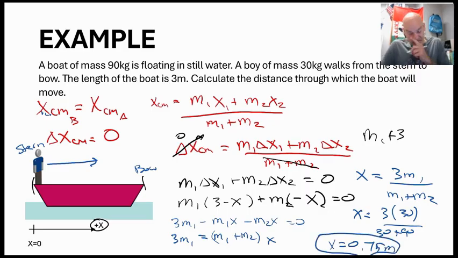And I do apologize for the confusion. When I distributed the m1, I didn't distribute properly.